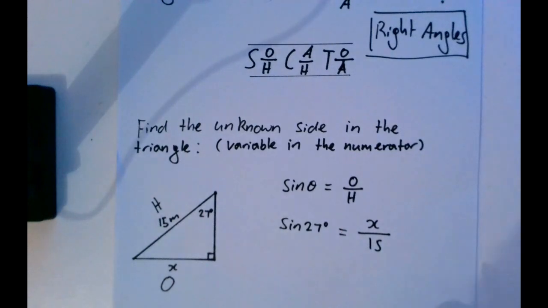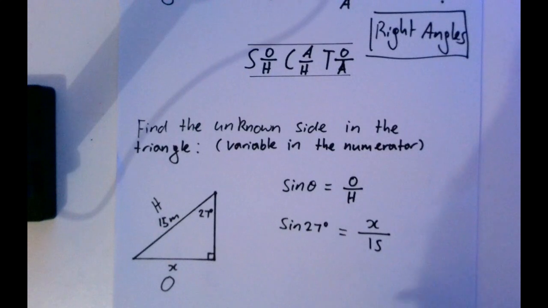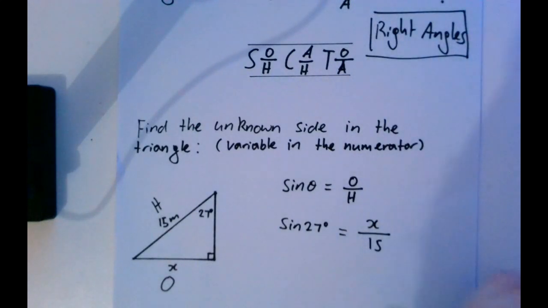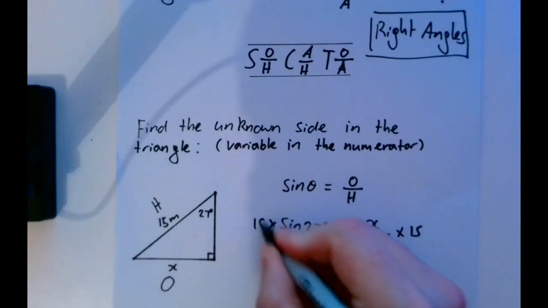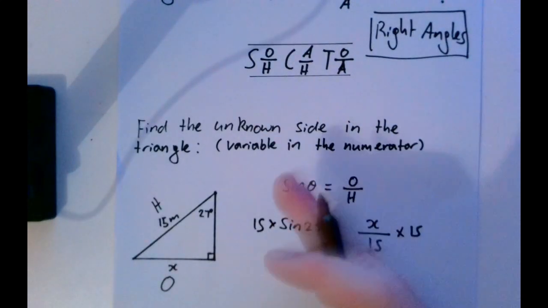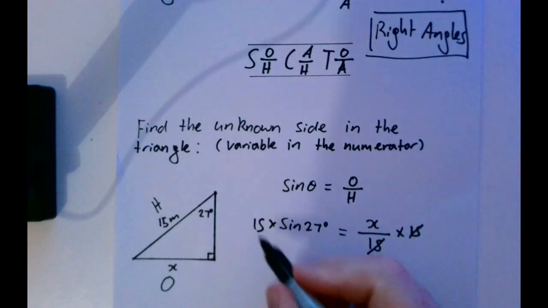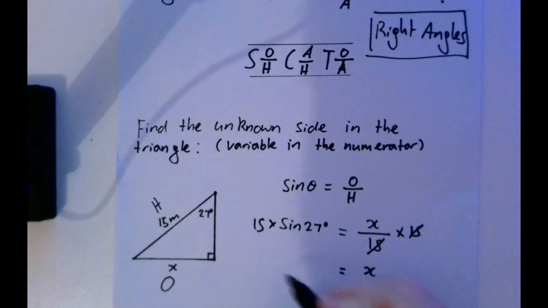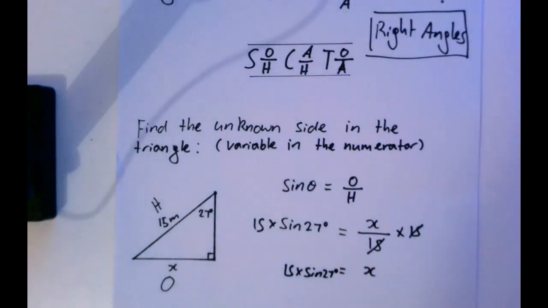Now, just like when we're solving normal equations, we need to find some way to get this x by itself. In this particular case, this fraction symbol here means divide. So we need to do the inverse operation, the opposite, which is times by 15 to clear it off. And what we do to one side, we do to both to keep our equation balanced. These 15s are going to cancel. So we're now left with our new line being x is equal to 15 times sine 27 degrees.